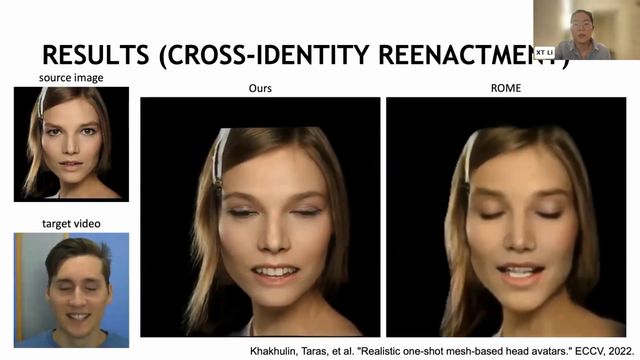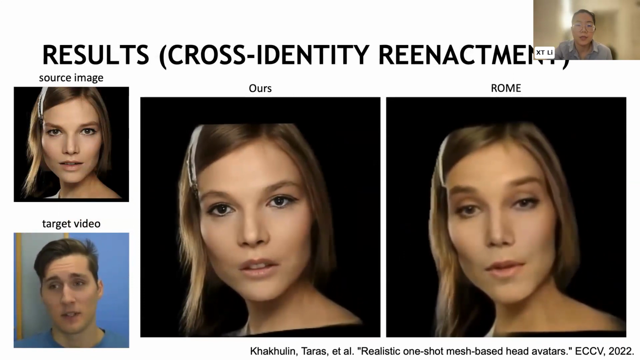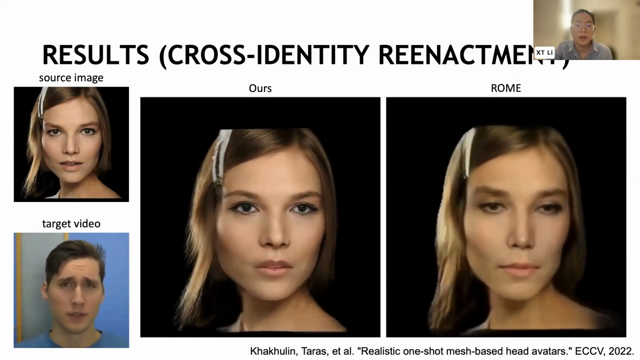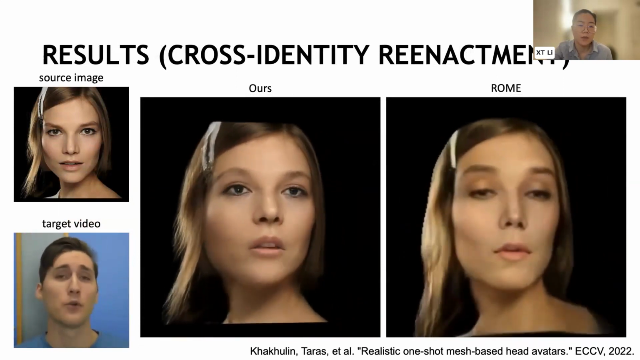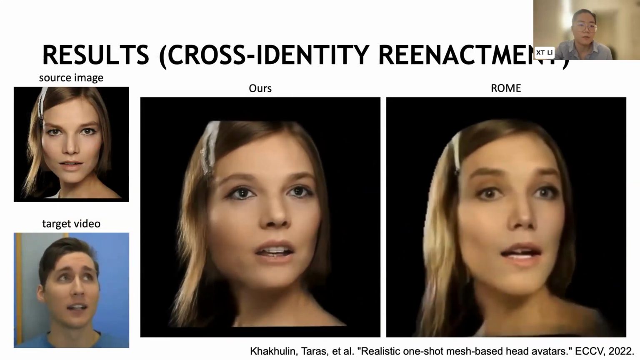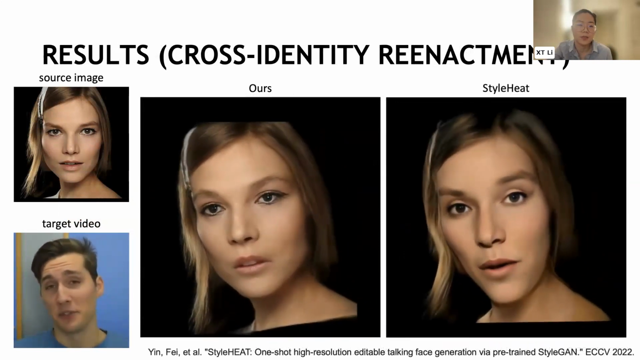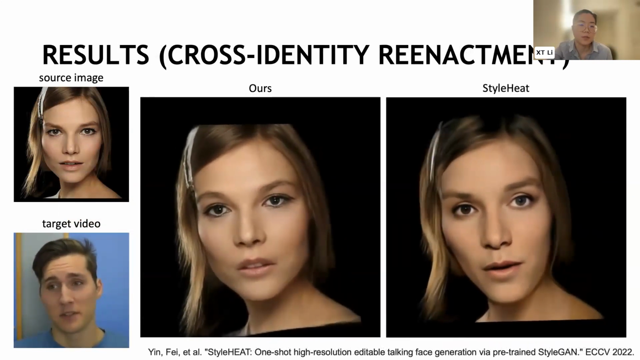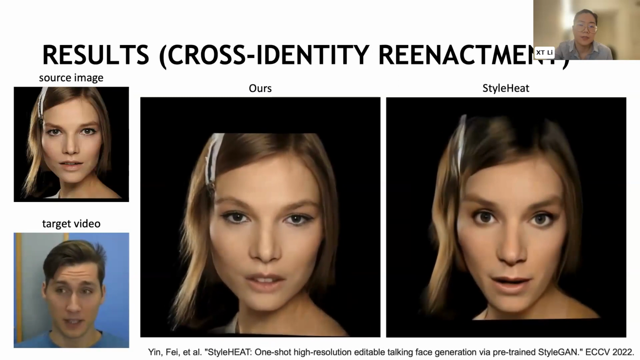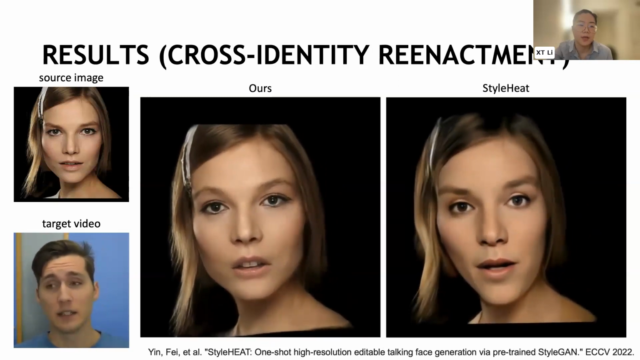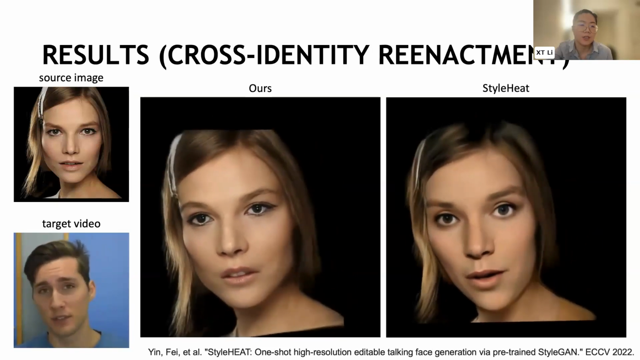Okay, so now I will show some results and a comparison to baselines. So here we compare to a mesh-based baseline called ROME. And thanks to our triplane representation, our model can capture better details in the input image. And we also compare to a 2D talking head synthesis method. So this is one state-of-the-art method called StyleHEAT. Because our model explicitly reconstructs the underlying 3D shape, it's more robust to pose change as well as identity shift.